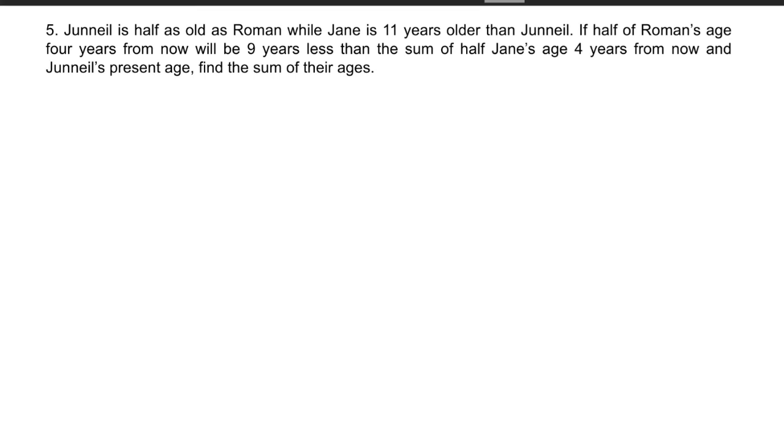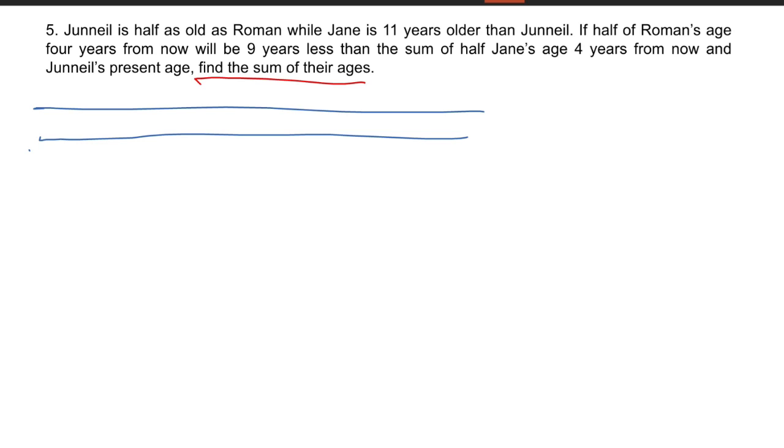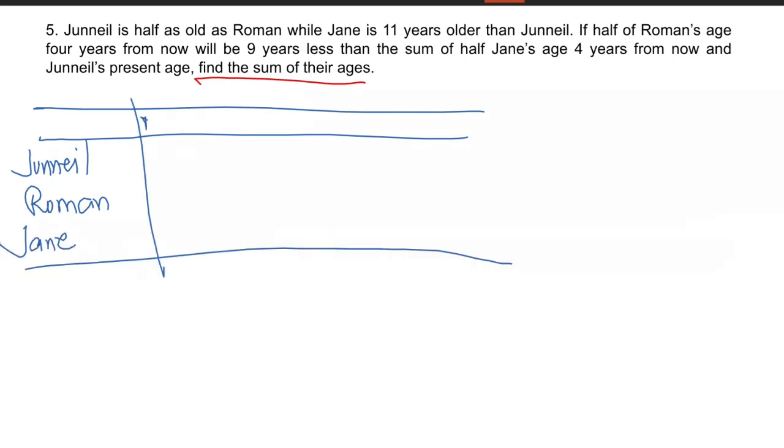Here, what we were asked is to find the sum of their ages, meaning we have to get first their corresponding ages and eventually we add them together to solve the problem. So let's use our table. This problem is different from the previous four examples because in this example we have three different names. We have Janelle, we have Roman, and we have Jane. So let's have the now or the present, and then we have here 4 years from now.